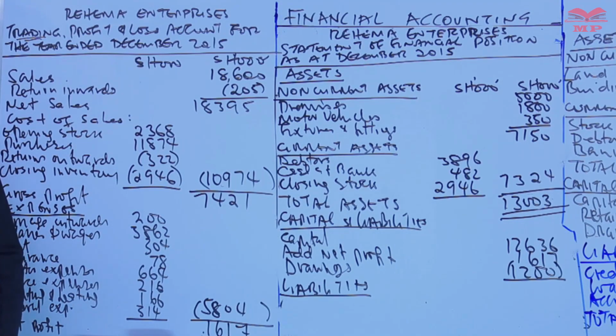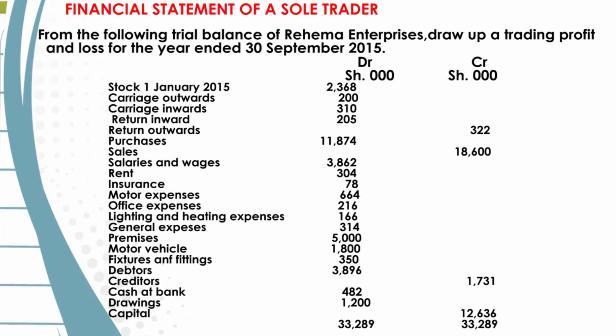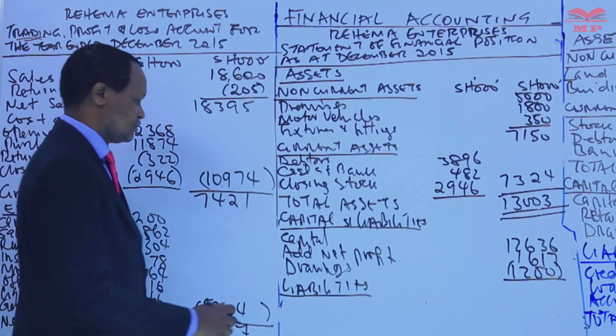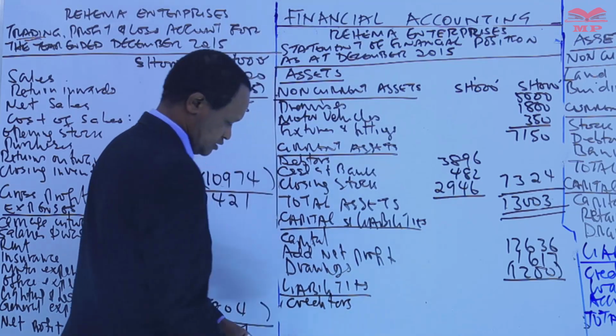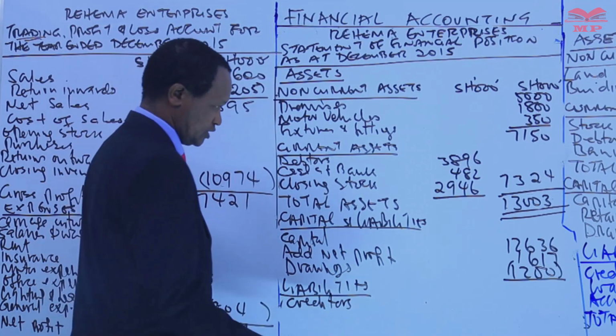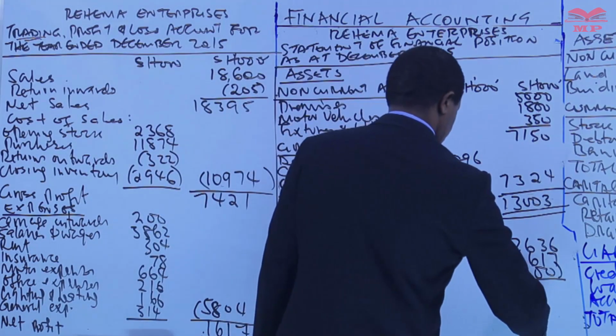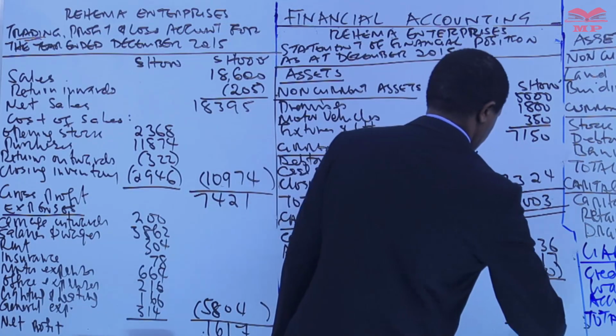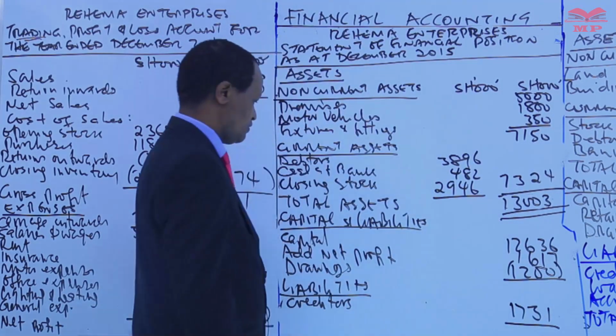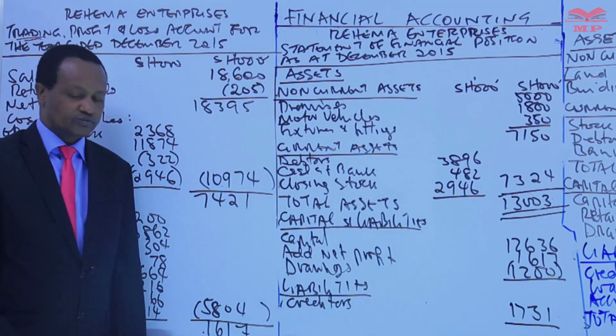Liabilities will always appear on the credit side. And I can see only one liability there, creditors. Creditors, 1731. To these creditors, let's add the capital, the net capital.